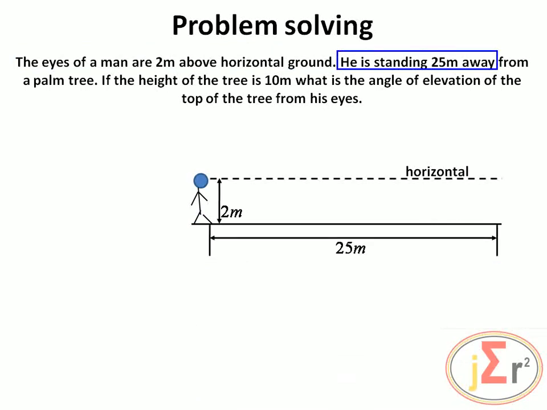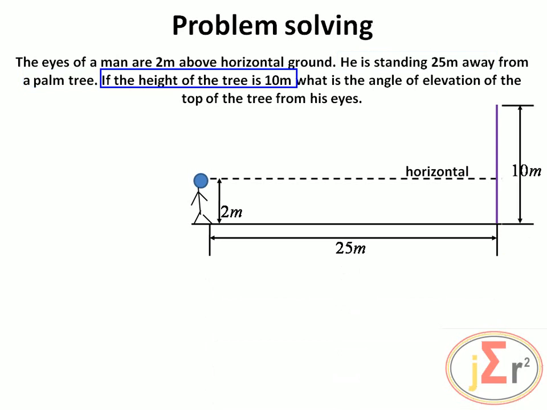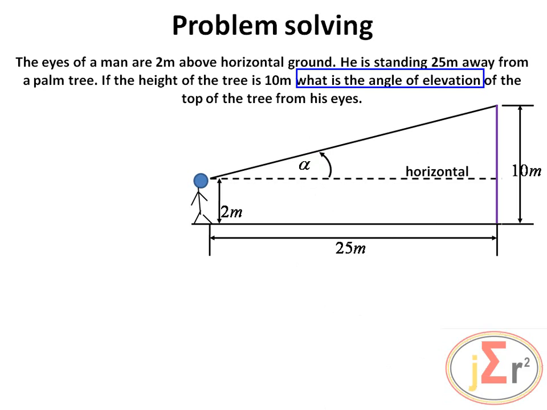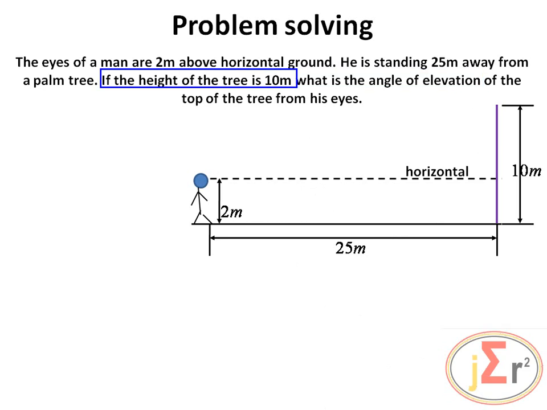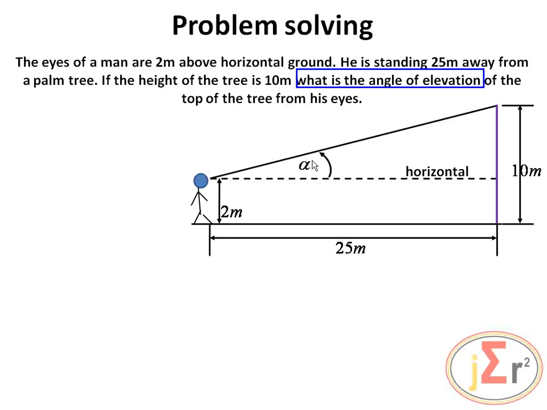So he's standing 25 meters away from a palm tree. And there's your palm tree. He's standing 25 meters away from that palm tree. If the height of the tree is 10 meters, we have the height of the tree is 10 meters. What is the angle of elevation of the top of the tree from his eyes? So let us look at the angle of elevation now. We are going to take the angle of elevation from right here, and it is going to go to the top of the tree. So the line is going to go from his eyes to the top of the tree. Good. And that is your angle of elevation, alpha.